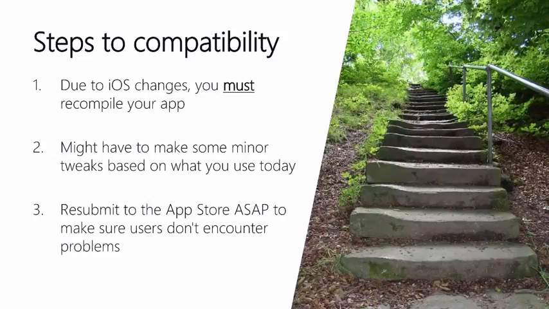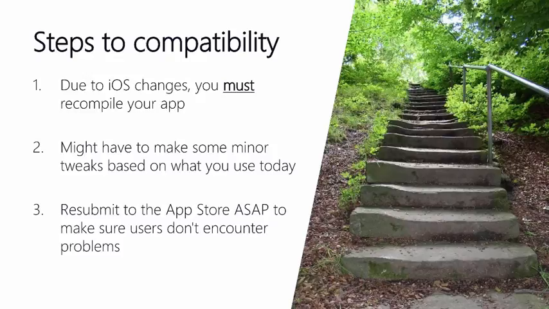So let's start with the minimum bar, making sure that your app is compatible. There are really just a few simple steps that you will need to take for this. First, you should know that you will need to recompile your application. This is necessary because of some of the changes in the API which unfortunately break the Xamarin.iOS binding layer. The result is that most Xamarin.iOS applications will not run properly when installed on an iOS 9 device.